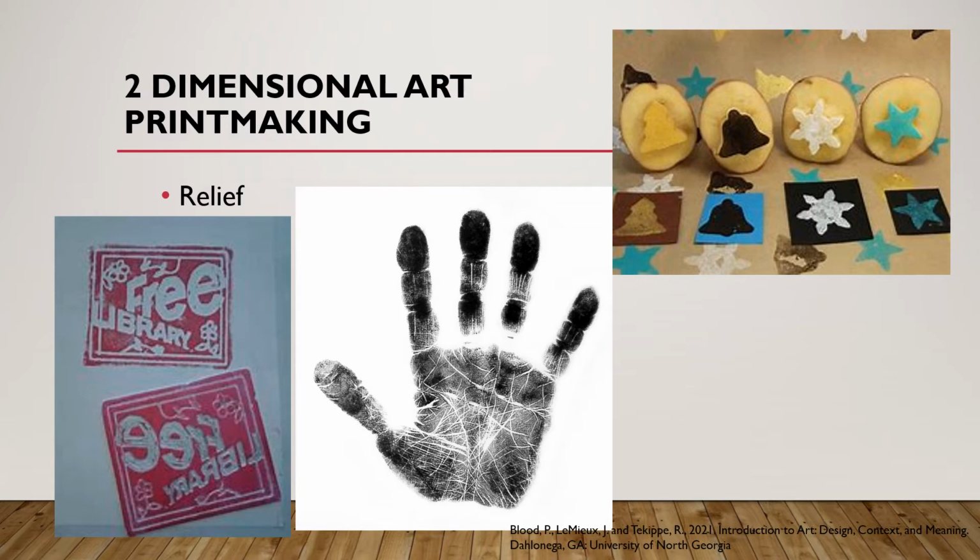Usually it's linoleum or perhaps it's wood. And you leave the area that's going to print. And then that's covered with ink and pressed onto a surface. Relief printing is a reverse process. So you can see with the image on the far left, reversed image, the part that's been carved out of the linoleum plate is part that doesn't print.